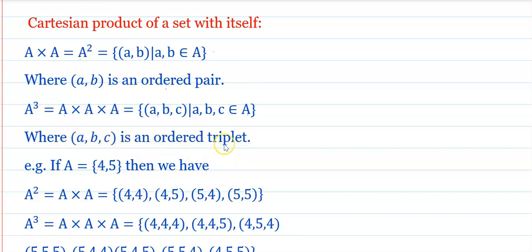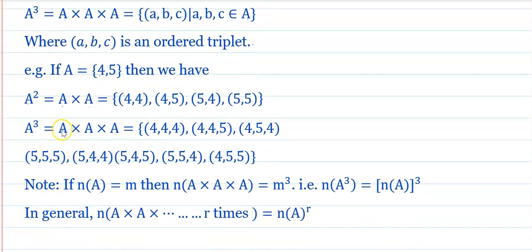ABC is an ordered triplet. Here A is equal to {4, 5}. Then we have A square, that is A cross A, that is (4,4), (4,5), (5,4), (5,5). This is the first one. And what about A raised to 3? A raised to 3 means A into A into A.